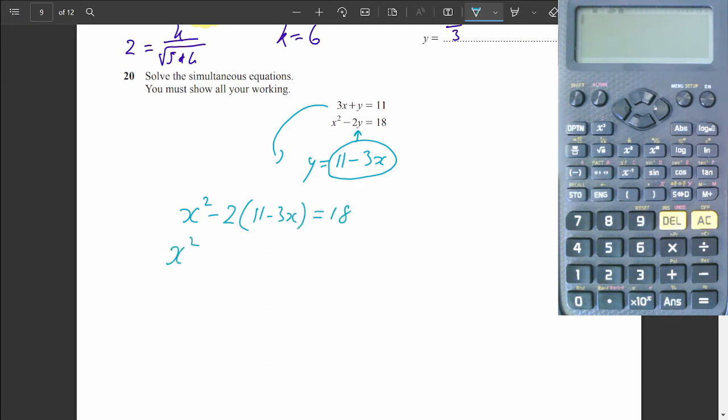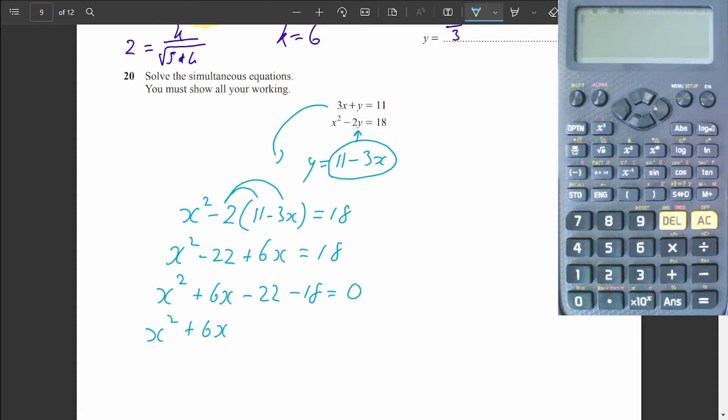So that will give us, multiplying out the brackets, minus 2 times 11 is minus 22. Minus 2 times minus 3x will give us a positive 6x, equals 18. Let's just rearrange that. That's x squared plus 6x minus 22. Bring the 18 over. That's minus 40, which gives you 0.